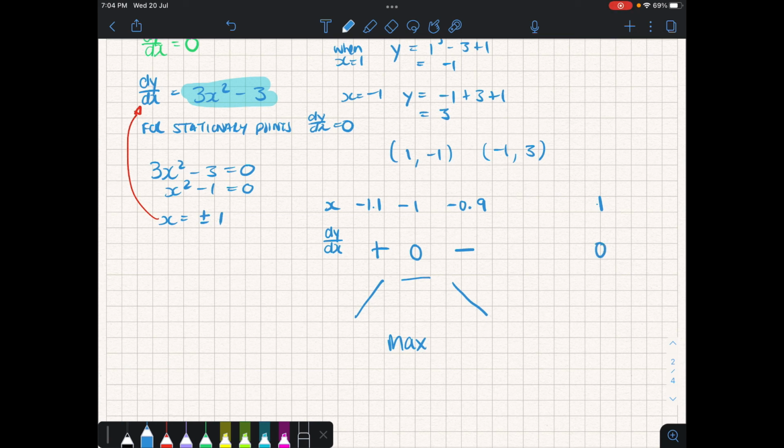So just before 1, I have 0.9. I put it into the gradient equation. I'm not interested in the answer, but the value, and this would be negative. And if I put in 1.1 into the gradient equation, I get a positive number out. And so I have a decreasing function because its gradient is negative, then it's stationary, and then it's increasing. And I can see that this is a minimum.